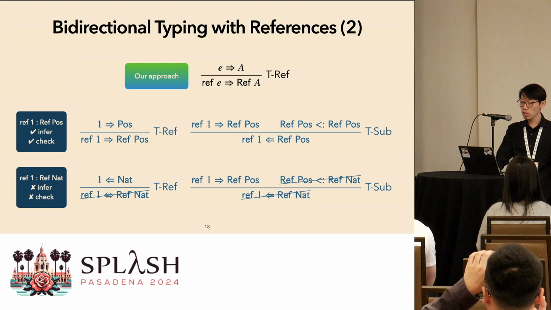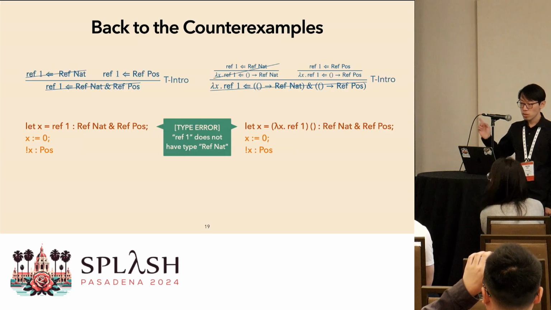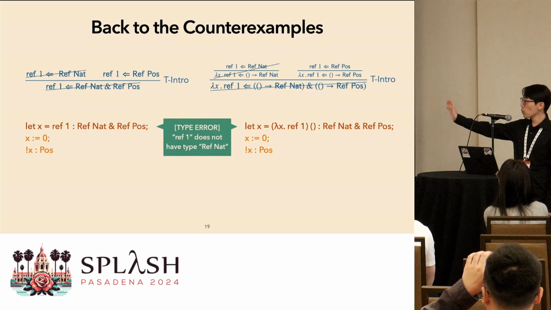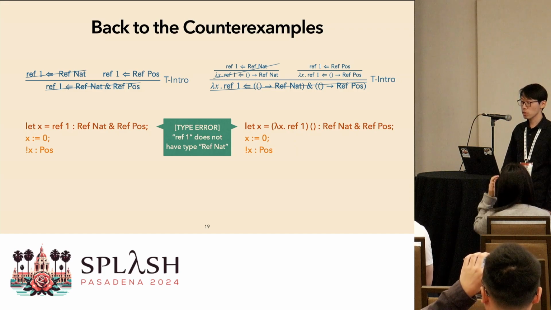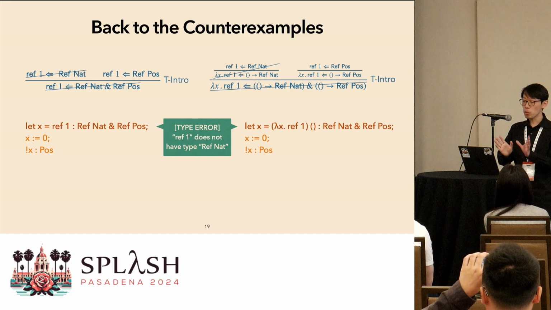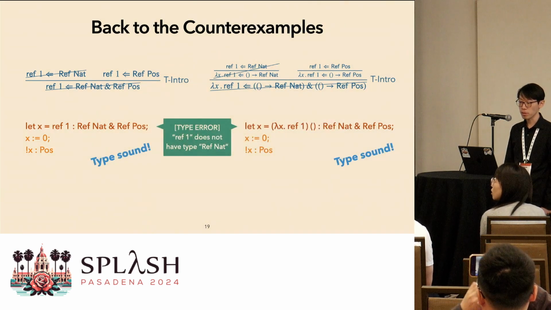This solution is very simple, but it can solve the previous type assignment case here, because no matter the reference or the immediately invoked function, they cannot have type RefNat, because we have the most precise type for all references, so that less precise type cannot be used here. So the type soundness is back again.